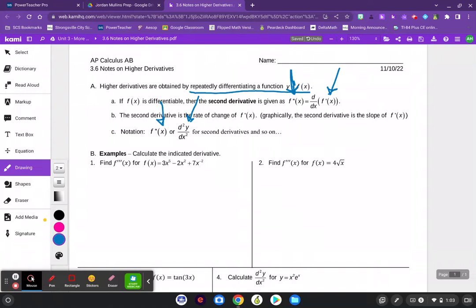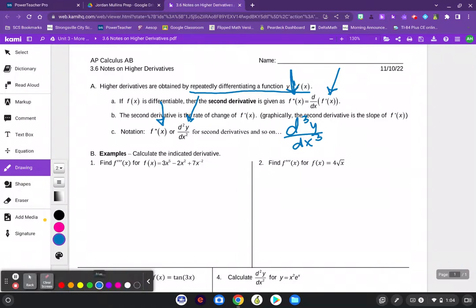Or in that Leibniz notation, it would be d squared y over dx squared, the second derivative of y with respect to x. So the third derivative in that notation would be d cubed y over dx cubed, okay? So I'm going to go through and do a few of these with you. If the notation is given with the primes, I just use the prime. And if the notation is given in Leibniz with the dy dx, I use that notation. So let's take a look.